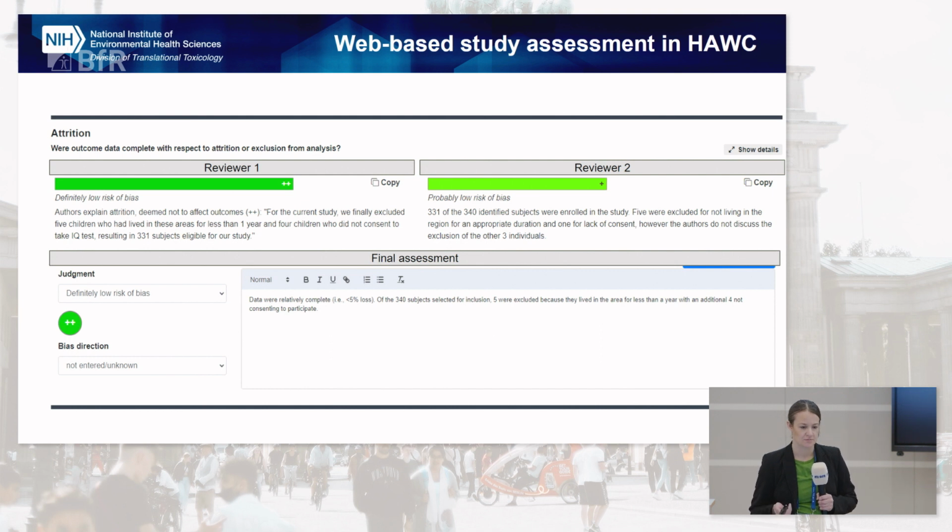We think that's much more important than something like inter-rater agreement in terms of determining whether a tool is useful or not, how useful a certain risk of bias tool is.